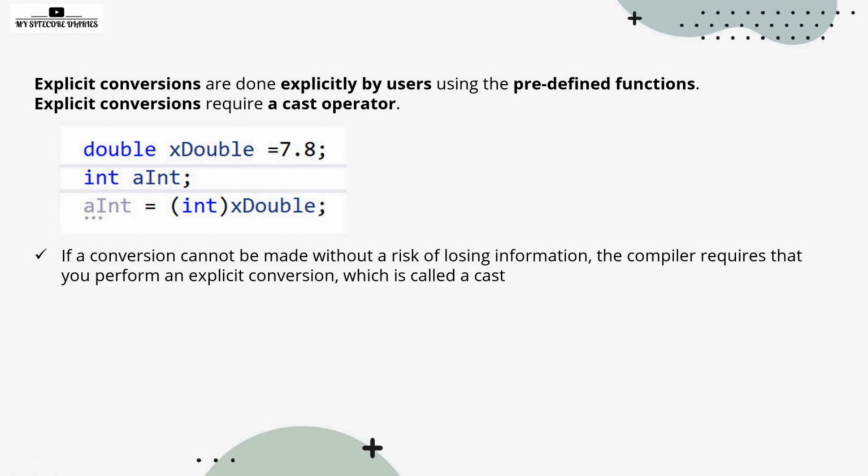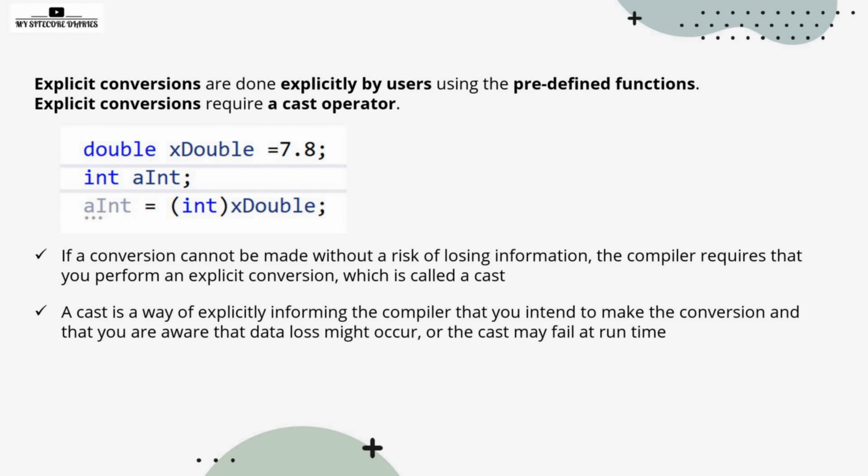If a conversion cannot be made without a risk of losing information, the compiler requires that you perform an explicit conversion, which is called a cast. So casting is nothing but the compiler wanting you to do that conversion. You explicitly inform the compiler that you want to do this conversion. In the third line, you are explicitly telling the compiler that I want to do this casting, this conversion, and I'm aware that the data is going to get lost here.